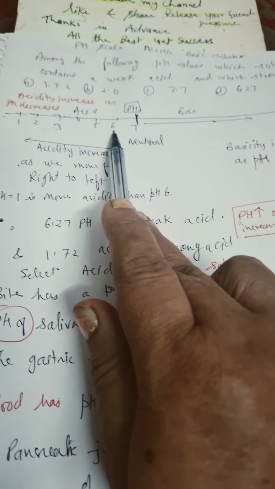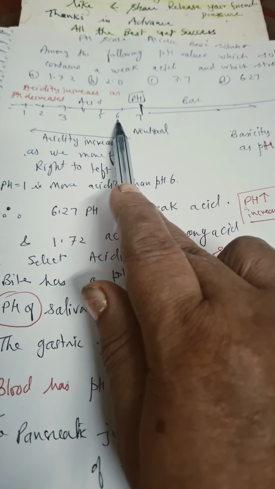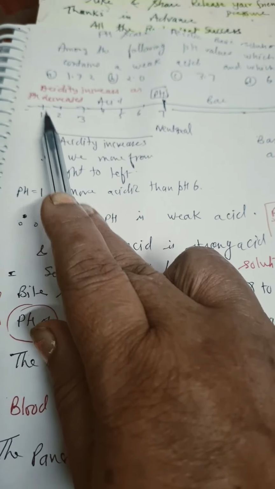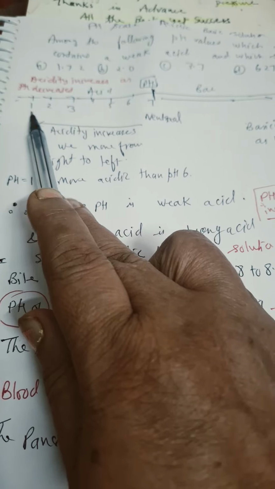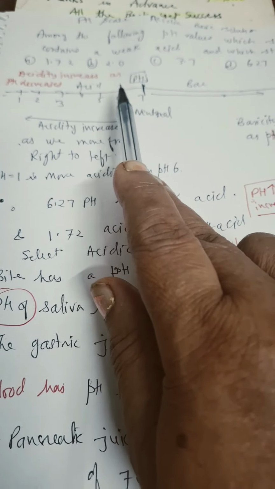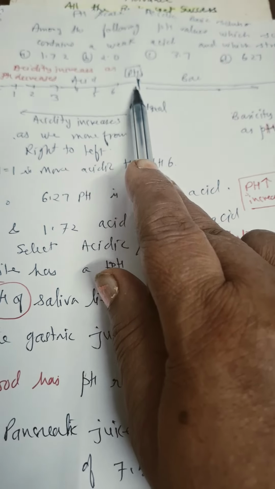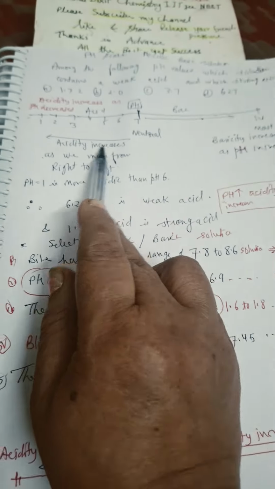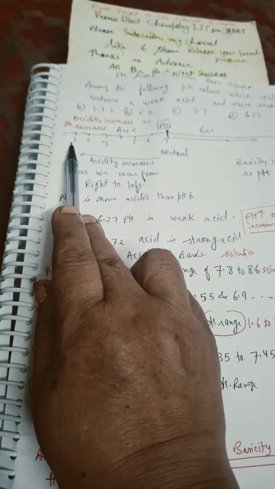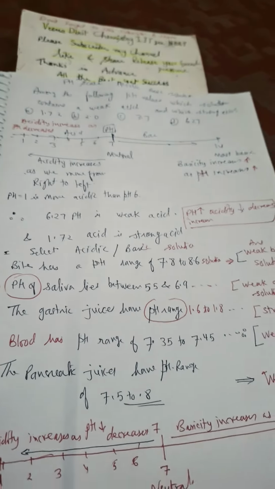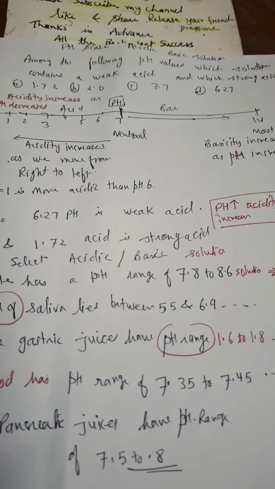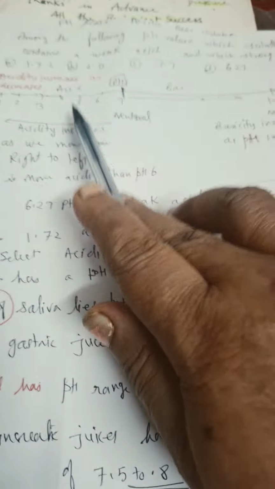Here 6 is a very poor acid. pH 1 is most acidic, pH 6 least acidic, or 6.8, 6.9, these are least acidic. Clear? So acidity increases as we move from right to left, or we can say the lower the pH number, the higher the acidity.